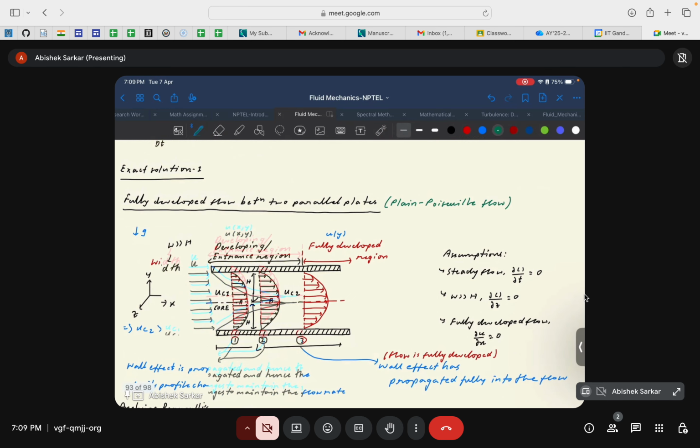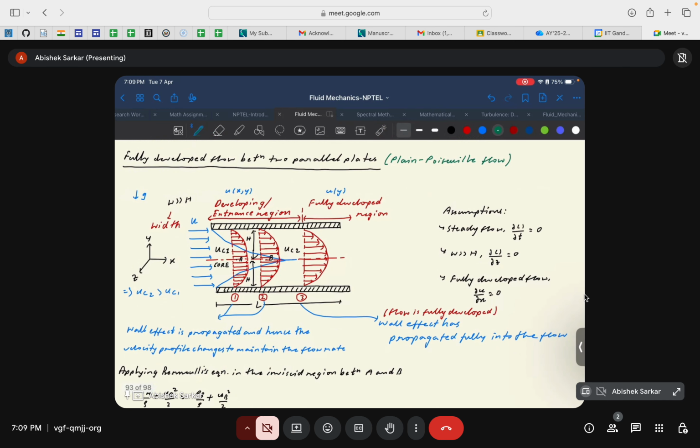So let us consider two infinitely large parallel plates. Basically this plate would be infinitely large along the x direction and along the z direction, that is along the depth of the paper. By this you can understand that if the flow is along, say, the x direction, and if the plate is infinitely large along the z direction, then there is no interesting change in the behavior of the flow along the z direction.